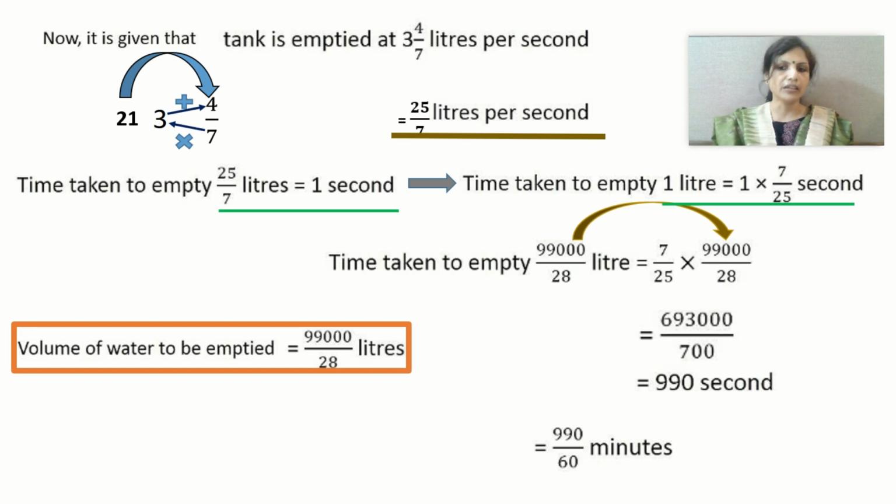So we are left with 693,000 upon 700. Cancel out these two zeros and divide 6930 by 7. So you get 990 seconds. If we convert this into minutes, it is 990 upon 60 minutes, and that is equal to 16.5 minutes. So the time taken to empty half the tank is 16.5 minutes. There are some tricky conversions in the sum, but it is not very difficult. If you go through the sum once again, it will be easy for you to solve.